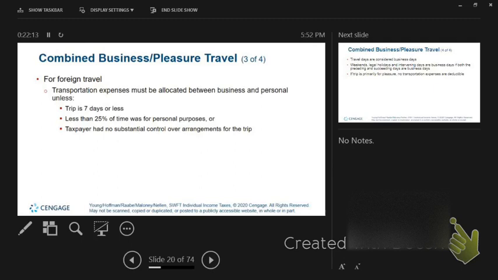All right, for foreign travel, transportation expenses will be allocated between business and personal unless it's 7 days or less. And the reason behind that is when you're going overseas, 7 days or less, that's a quick turnaround. And basically, if it's 7 days or less, then it's all transportation, all right, because you spend 2 days traveling, okay? Or less than 25% was on personal, or the taxpayer has no control over your arrangements. So if any of those things are happening, it's 100% business. Otherwise, if it's a personal trip and a business trip, then you just allocate between the two. And that's basically, James, based on the percentage as well.